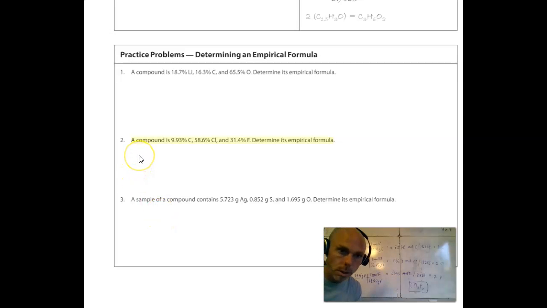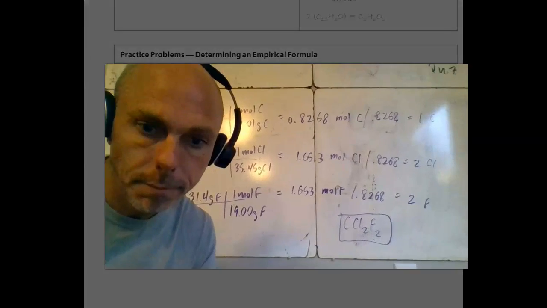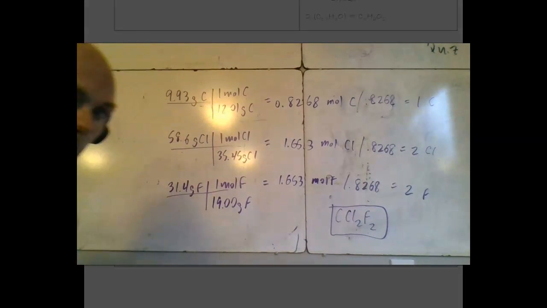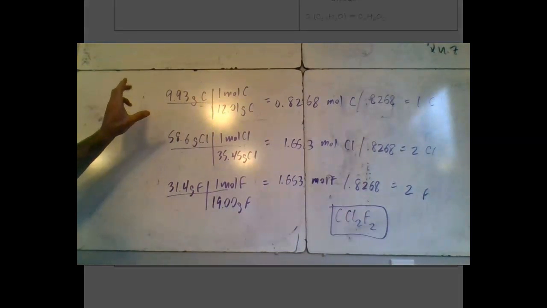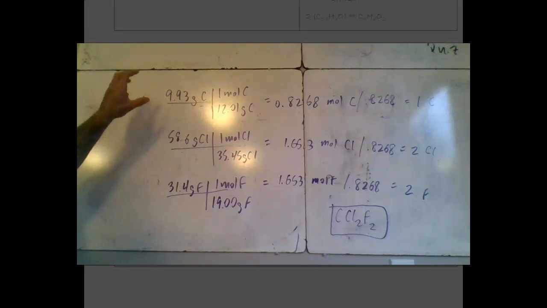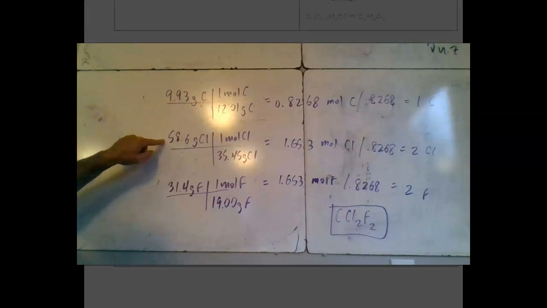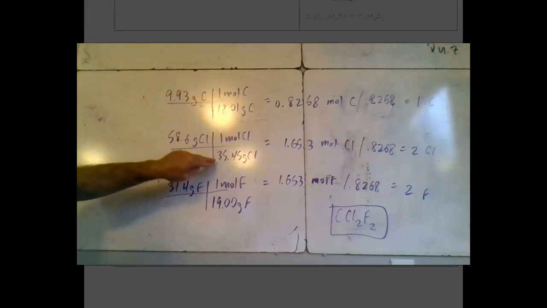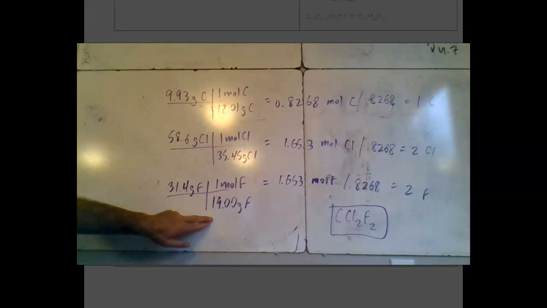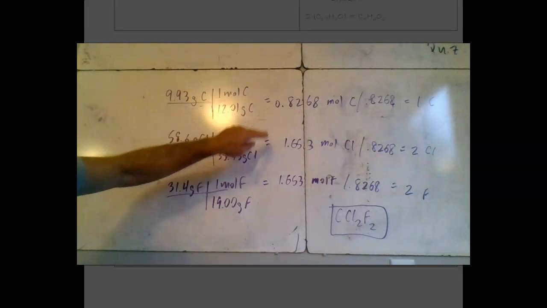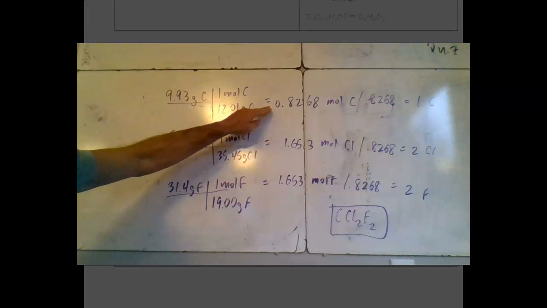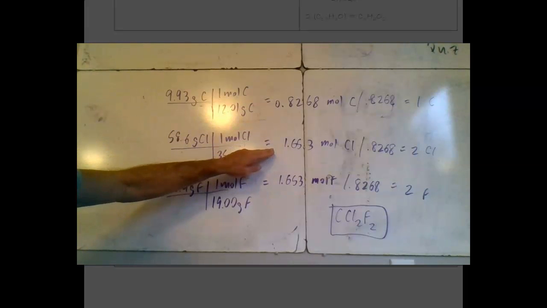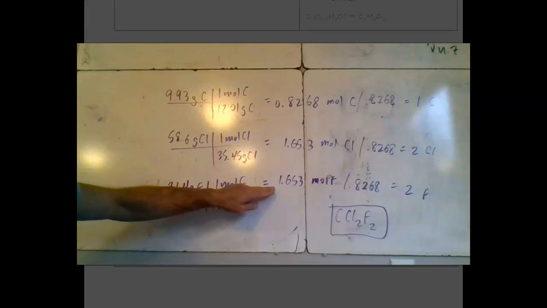So here's the solution to practice problem 2 on the same page, 147. All right, so I've converted immediately the percent compositions into masses. 9.93% became grams, grams, grams. Taken the mass of each element, divided them by their molar masses, and from that I get the moles of each element. 0.8268 moles of carbon, 1.653 moles chlorine, 1.653 moles fluorine.